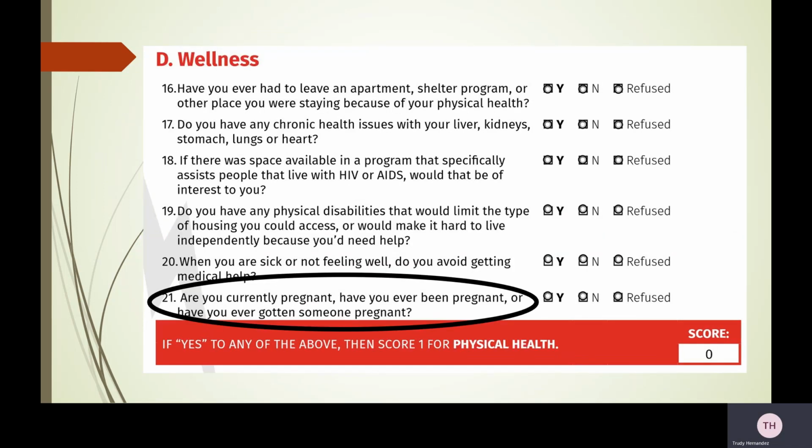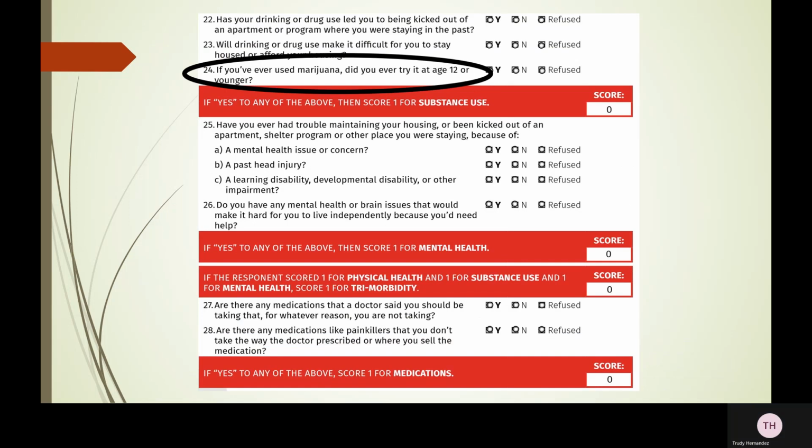All right, so that takes us into wellness and question 21. So rather than just asking the female respondents, this question is changed to ask about pregnancy in a different way. So it says, are you currently pregnant? Have you ever been pregnant, or have you ever gotten someone pregnant? Question 24, this question is different from our individual, and it's asking if you've ever used marijuana. Did you ever try it at age 12 or younger?